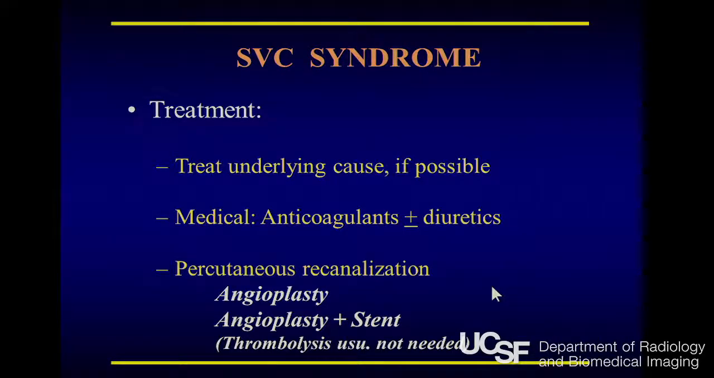So the treatment of these would be to treat the underlying cause if possible. If it's due to malignancy, if it's due to an indwelling catheter, see if you can treat that. If it's malignancy, that's going to take time to resolve, so you may have to do other things as well. Medication, anticoagulants to avoid thrombosis, diuretics to relieve some of the congestion, and percutaneous recanalization can be very effective. We can do angioplasty of the superior vena cava, angioplasty plus stent placement. It's usually a more chronic stenosis that we're dealing with, not really acute, so thrombolysis might be indicated, but usually not needed.